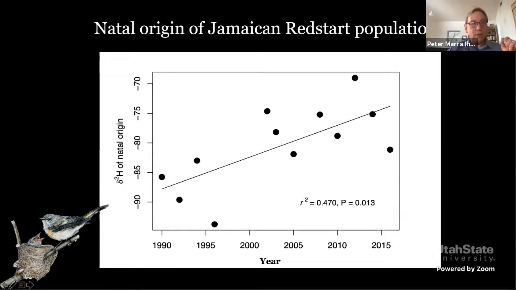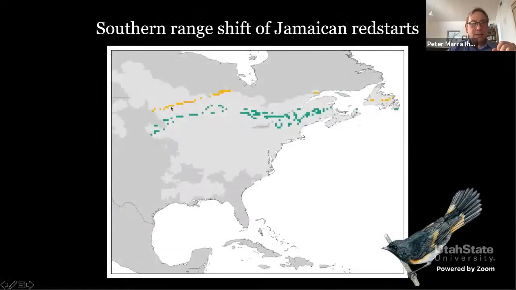This is just SY birds, but we've also done this for ASY birds as well. And you can see that the mean breeding latitude has basically moved south for our non-breeding population in Jamaica. And if we were to map this, basically this is where birds were in 1990. This is where birds are in 2015.